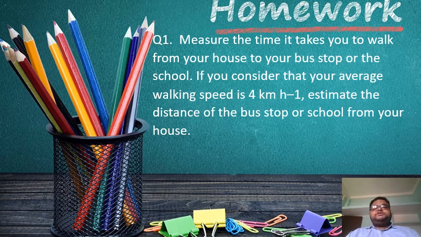So now students, let's look at your homework. What you need to do is measure the time it takes you to walk from your house to your bus stop or to the school. If you consider that your average walking speed is 4 kilometers per hour, estimate the distance of the bus stop or the school from your house. This is a very simple question that you need to do in your homework copy.